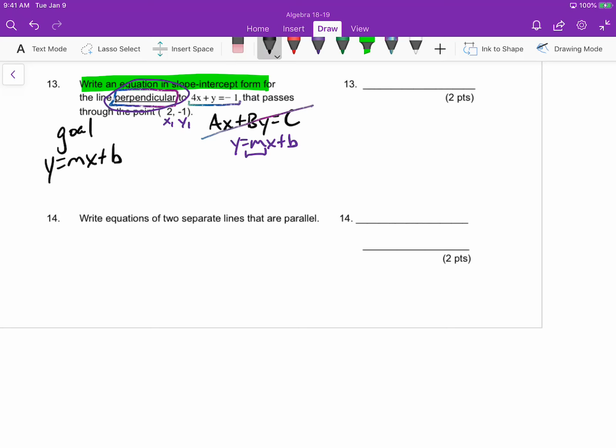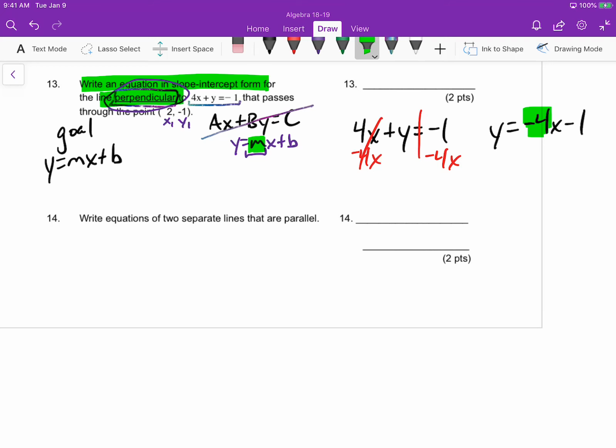So all they gave me was 4x plus y equals -1, all right? Well, I can get y by itself in one step if I just minus the 4x to the other side, okay? So then my equation now would be y equals -4x minus 1. Okay, so here's my slope, -4. Found it. My slope is -4.